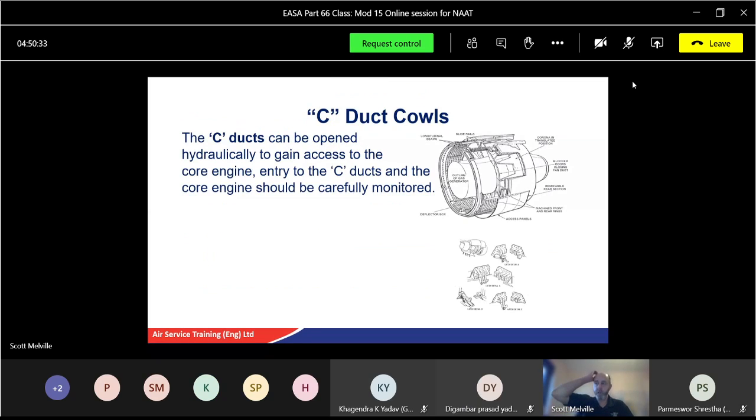Okay, as I said, sea ducts can be opened hydraulically as well to gain access to the core engine. Entry to the sea ducts and the core engine should be carefully monitored. Again, hence why you have safety people. If you're going to do anything on an engine, it's always better to have somebody there as well as safety.